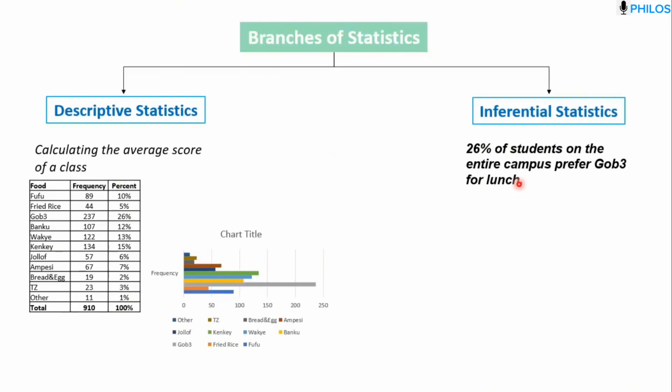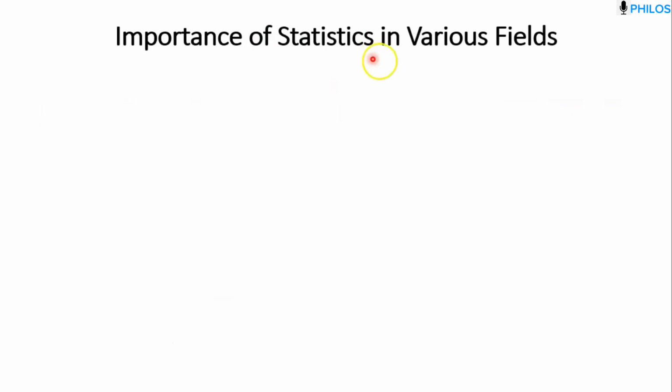Prior to the 2024 election in Ghana and in the United States, many statisticians came out to predict the result of the election. These statisticians only survey a small group of voters, not the entire population, to get their result. So both branches, that is the descriptive statistics and the inferential statistics, work together to help us analyze and interpret data effectively. Then let's look at the importance of statistics.